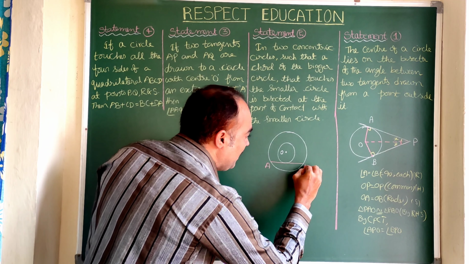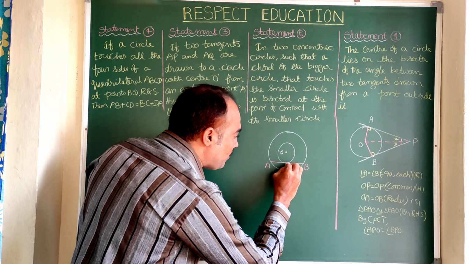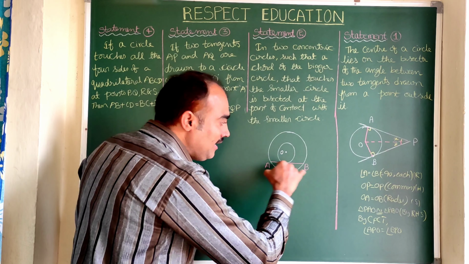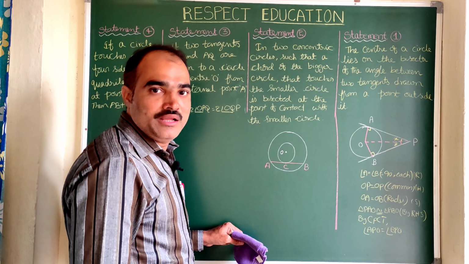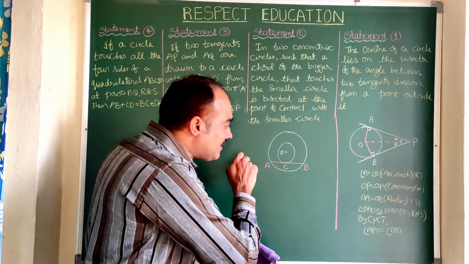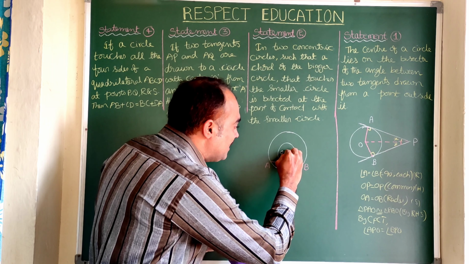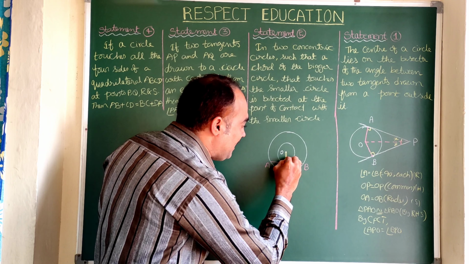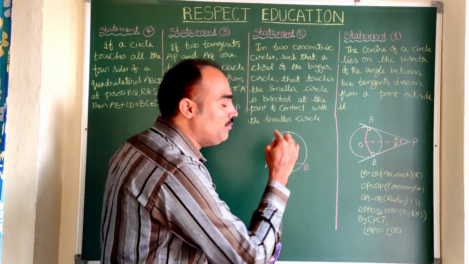For example, AB is the chord of the bigger circle that touches the smaller circle at a point. Let us take the point as, for example, C. Here you observe carefully, this AB is a chord for the bigger circle, at the same time a tangent for the smaller circle. Hope you are following me carefully. AB is a chord for the bigger circle and a tangent for the smaller circle, where C is the point of contact. If you join OC, as we know, the angle between the radius and the tangent at the point of contact is 90 degrees. So angle OCA, OCB both are 90 degrees.